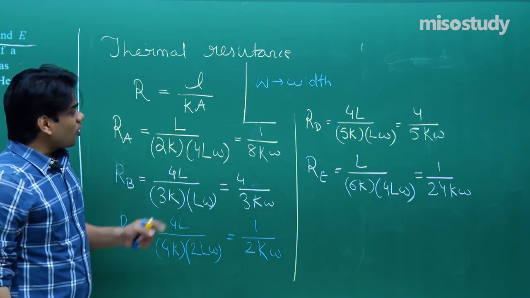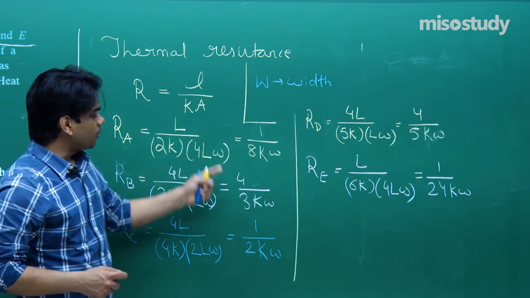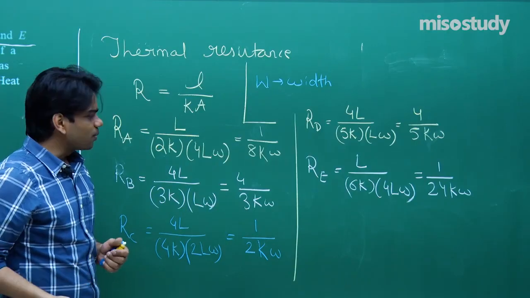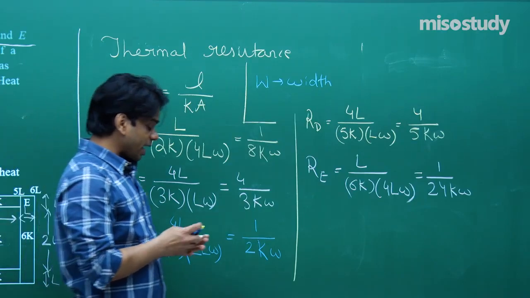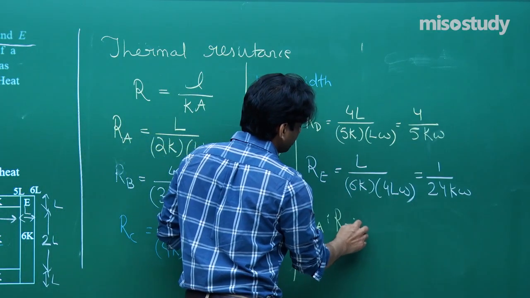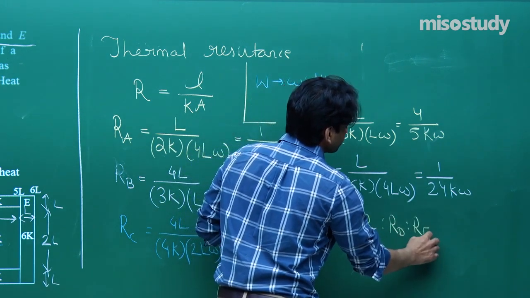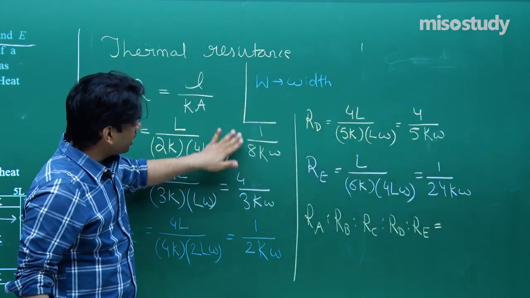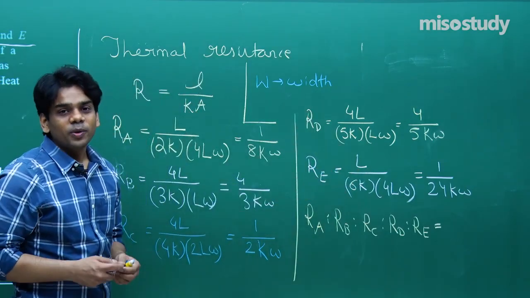Now next thing you see, all these resistances that we have marked are given in terms of 1 upon KW. To make it simpler, we have to compare RA, RB, RC, RD, RE. If I try to find the ratio, RA is to RB is to RC is to RD is to RE, how can we find it? The ratio will be 1 by 8 is to 4 by 3 is to 1 by 2 is to 4 by 5 is to 1 by 24. Again that will be complicated.